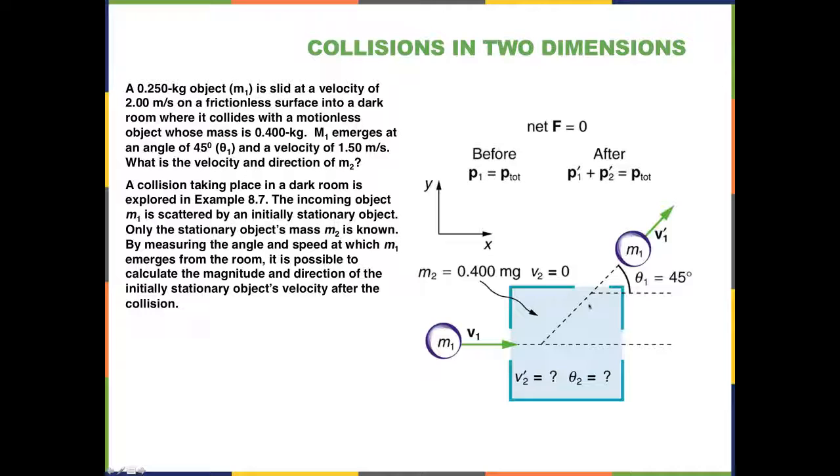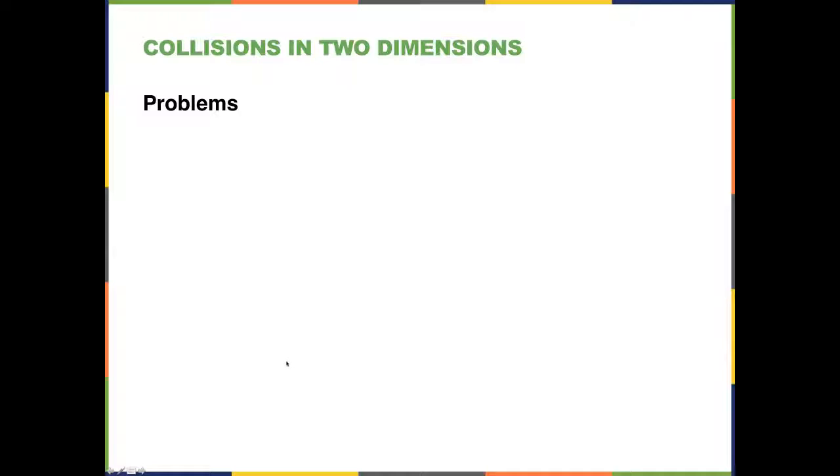And so we can do that by using x and y components. And here we have M1 V1 is equal to M1 V1 prime cosine theta, that's the x component, plus M2 V2 prime cosine theta, that's the x component of that. So the sum of those two x components has to equal this one. And we also know that 0 has to equal the sum of the y components of the two. And that's how you calculate it.